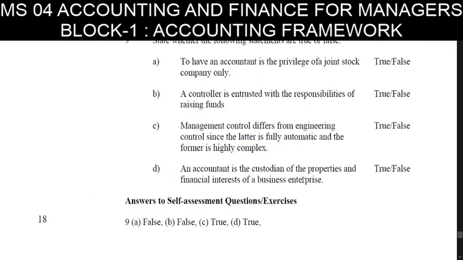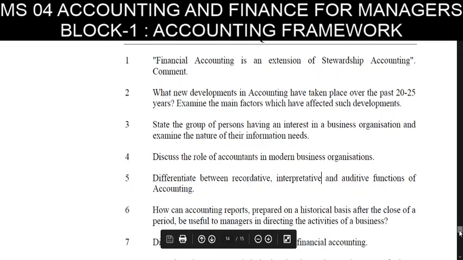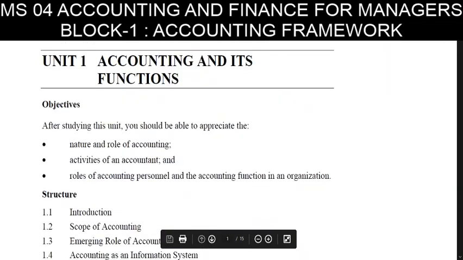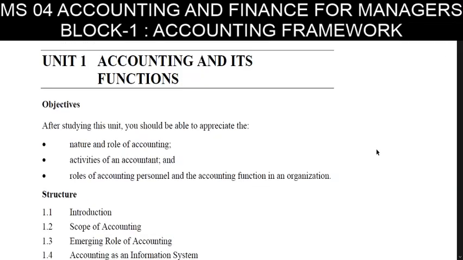Okay. This is the end of unit 1, accounting and its functions. This is a very dry subject. You must definitely, compulsorily remember bullet points, and there is no other way. You cannot write in pure general normal terms. You have to compulsorily use some terminologies which are given in this book. Only then will you score good marks.